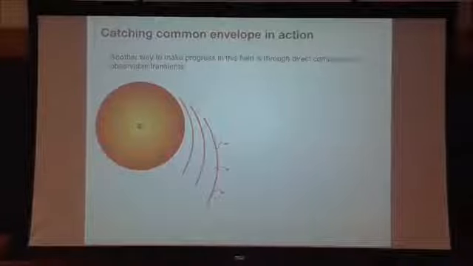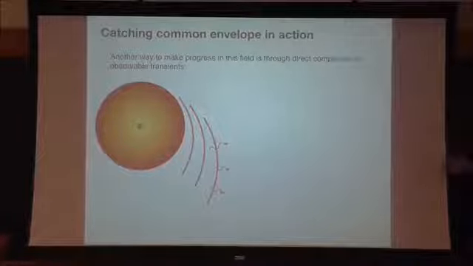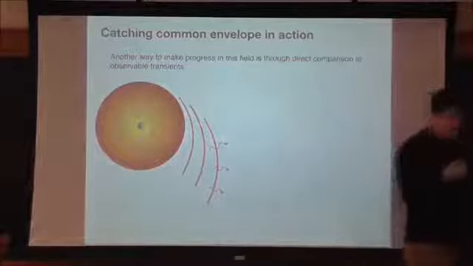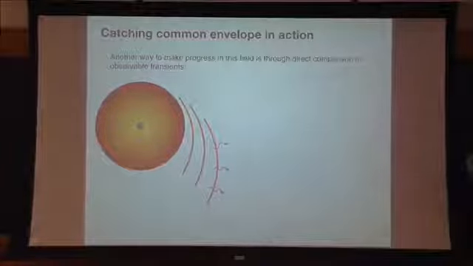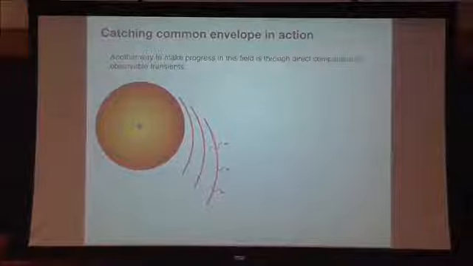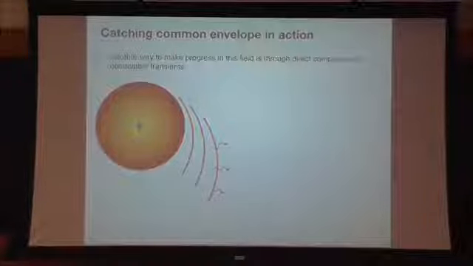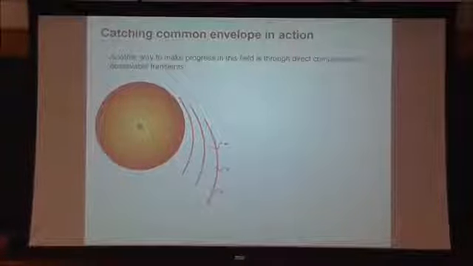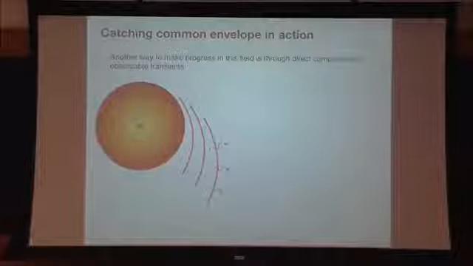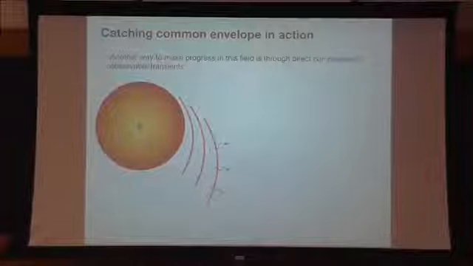Okay, so catching these events in action, how do we do that? The idea is that as one object plunges inside of the other, that's not a gentle process, that's probably violent to some degree. There are shocks in the gas, and it ejects a little bit of gas. And as that gas expands, it eventually becomes transparent and it radiates, and we see some sort of optical transient.